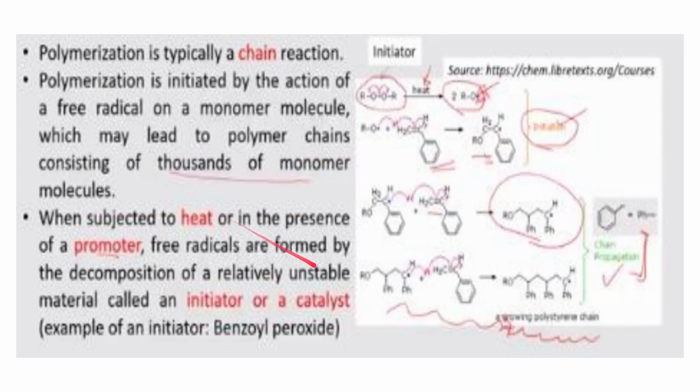And when subjected to heat, or in the presence of a promoter, these free radicals are formed by the decomposition of a relatively unstable material called an initiator or a catalyst. An example of one of the initiators is benzoyl peroxide.